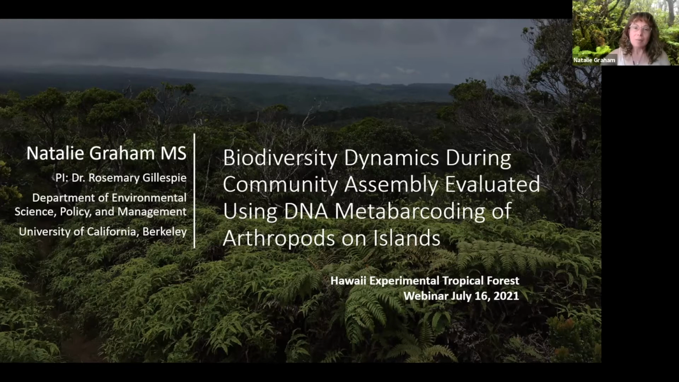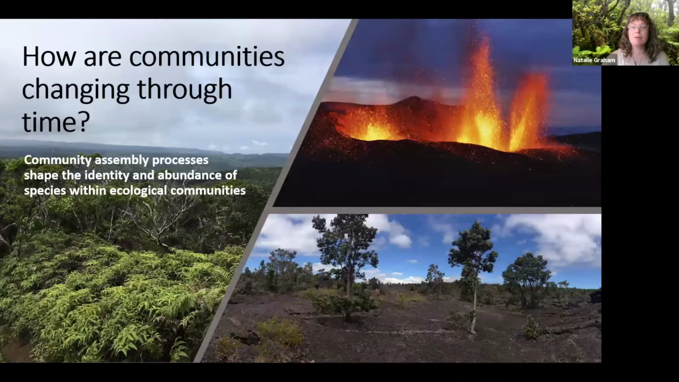So I'm interested in understanding biodiversity dynamics and how those change through time. And I've evaluated this using some novel high throughput DNA sequencing methods, specifically DNA metabarcoding of arthropod communities on islands. So the primary question I'm interested in asking is, how are communities changing through time? If we go from primary substrate like this bare lava, what do communities look like as they go to this younger community, about 50 years old, to something like an evolutionary stable community on the island of Kauai?